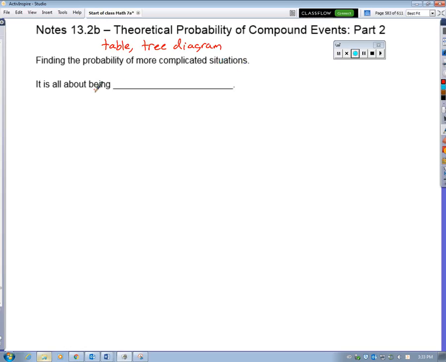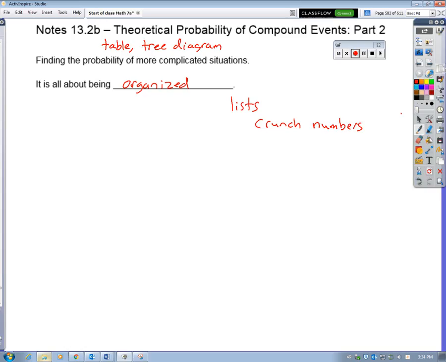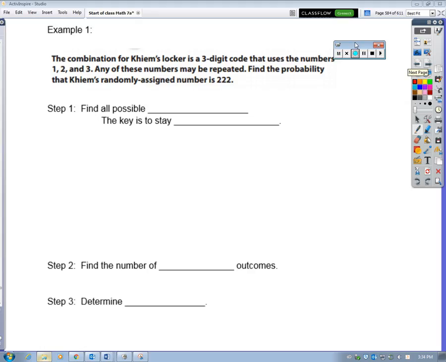It's going to be all about being organized. It's not going to be extremely difficult to do, the math-wise anyway. It's just about being organized. And what we're going to be doing is creating lists, because sometimes you can't use a table or a tree diagram, you just have to make a list to figure this out. And we're really just going to be crunching some numbers. Number crunching, which is coming up with a bunch of different numbers, a bunch of different possibilities. So let's take a look at our first situation and we'll check out some number crunching while being organized at the same time.